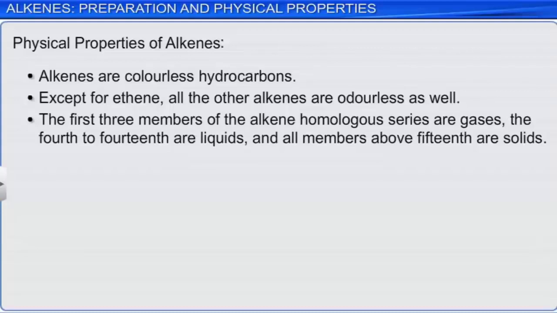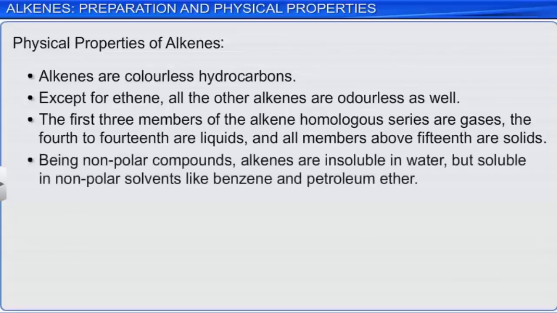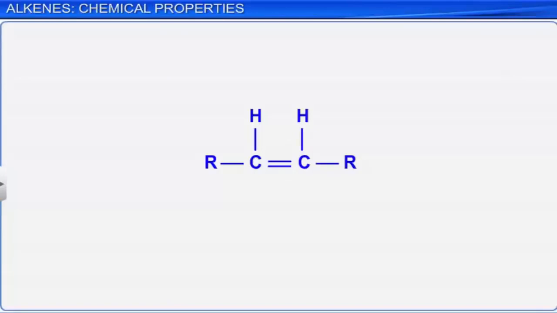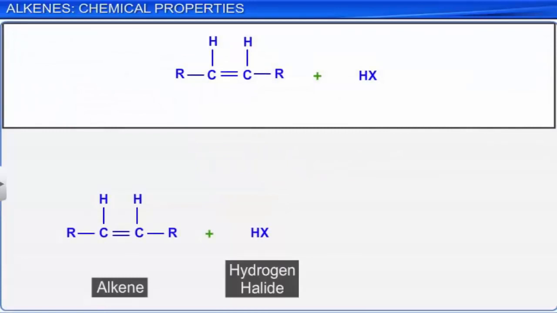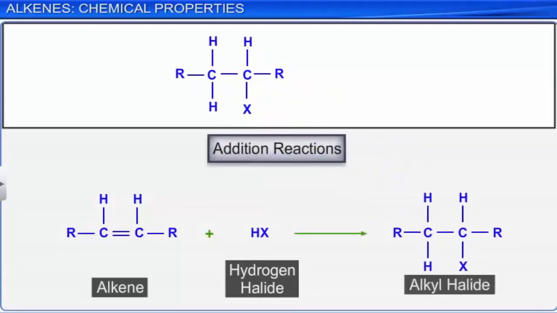Being non-polar compounds, alkenes are insoluble in water, but soluble in non-polar solvents like benzene and petroleum ether. Alkenes are unsaturated hydrocarbons consisting of a sigma bond and a pi bond. The typical reactions of alkenes involve the breaking of the weak pi bond to form 2 sigma bonds. Such reactions are called addition reactions.